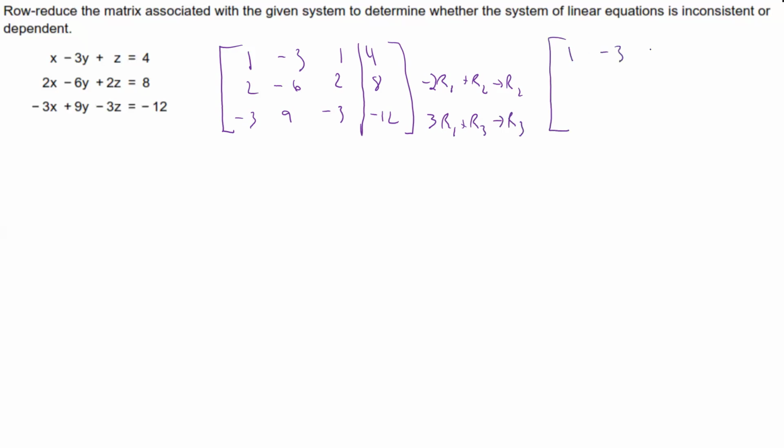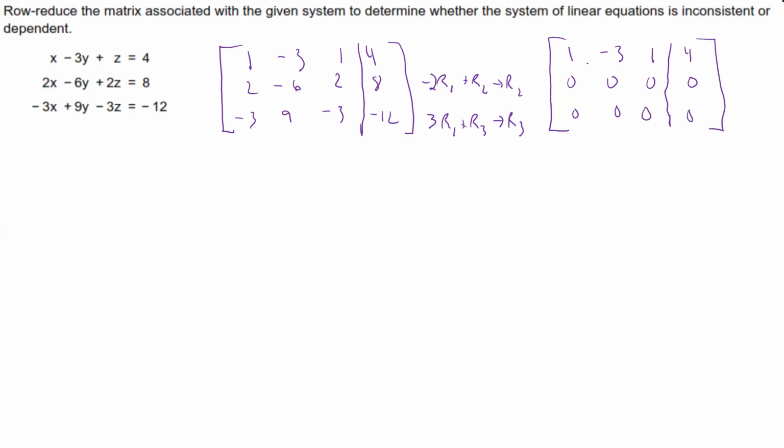So, 1, minus 3, 1, 4. Now minus 2 times that plus that is going to be 0. Minus 2 times minus 3 is going to be 6, minus 6 is 0. Minus 2 plus 2 is 0. Minus 8 plus 8 is 0. Now we have 3 minus 3 is 0. Minus 9 plus 9 is 0. 3 minus 3 is 0. And 12 minus 12 is 0.